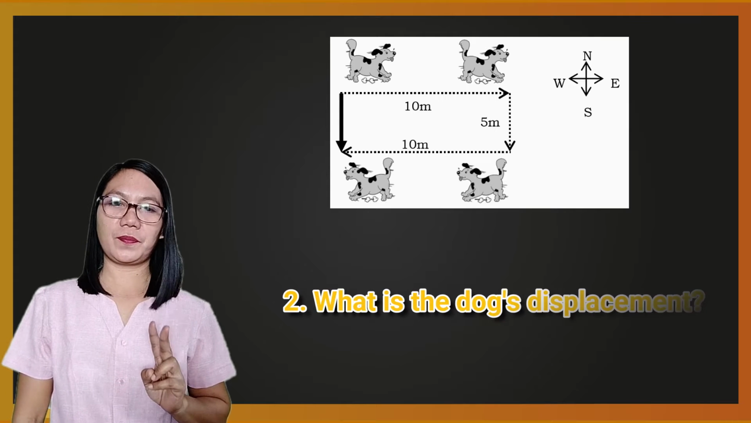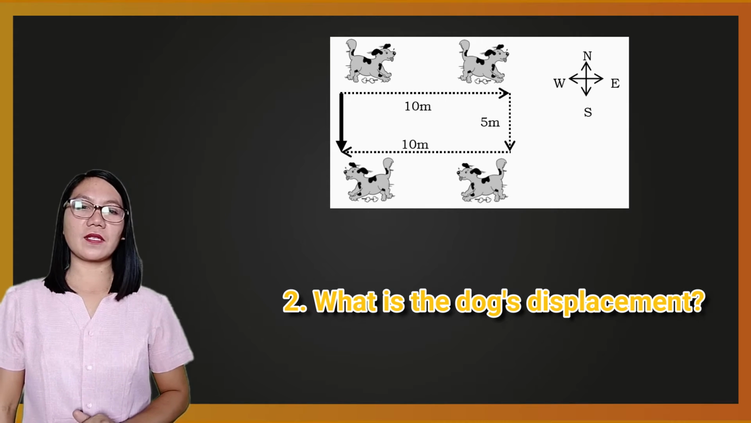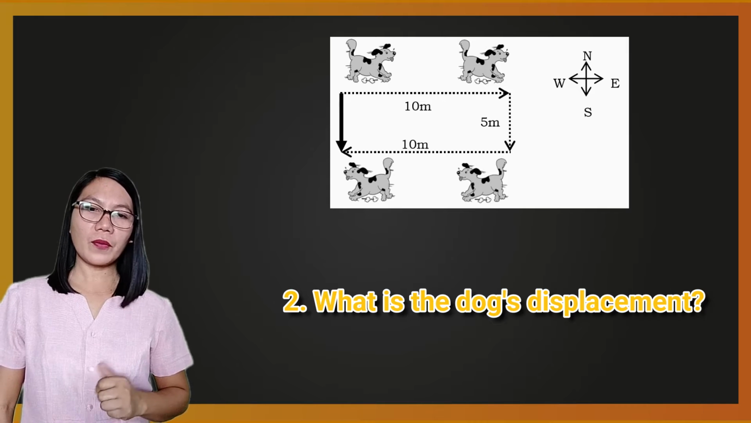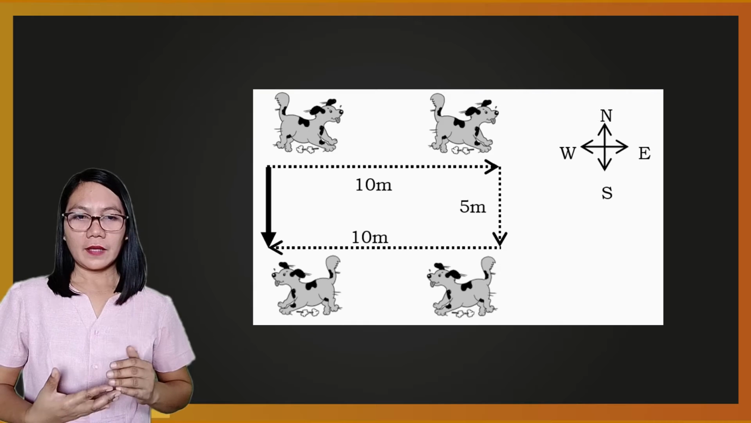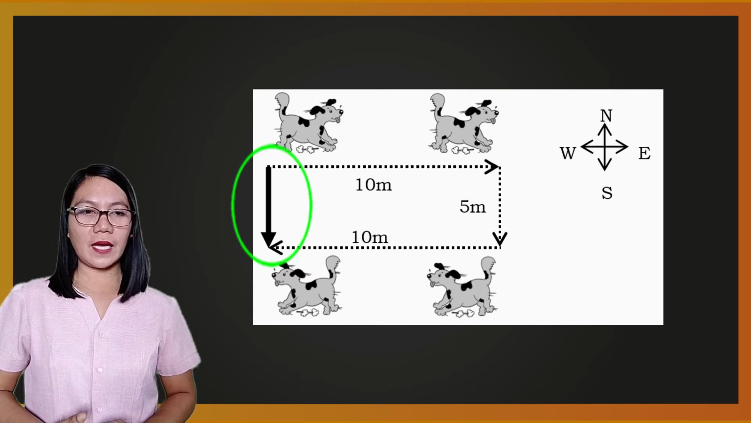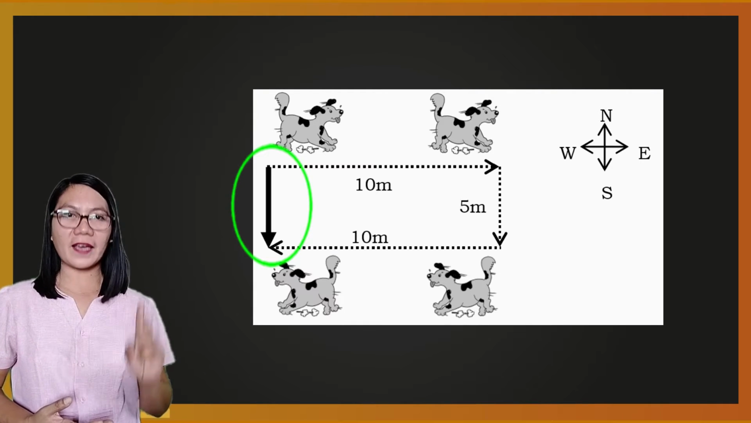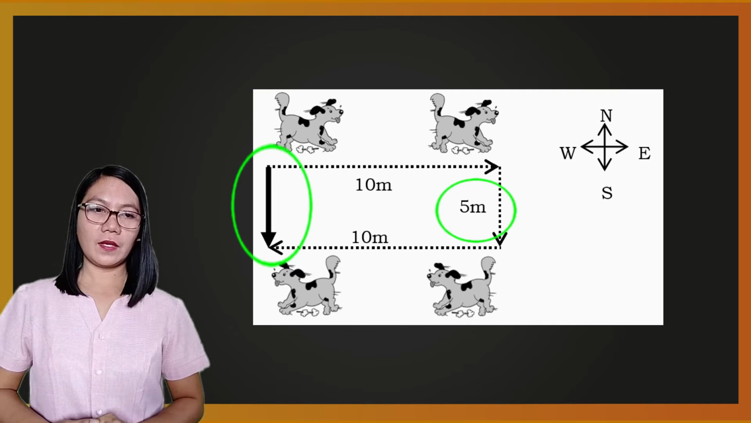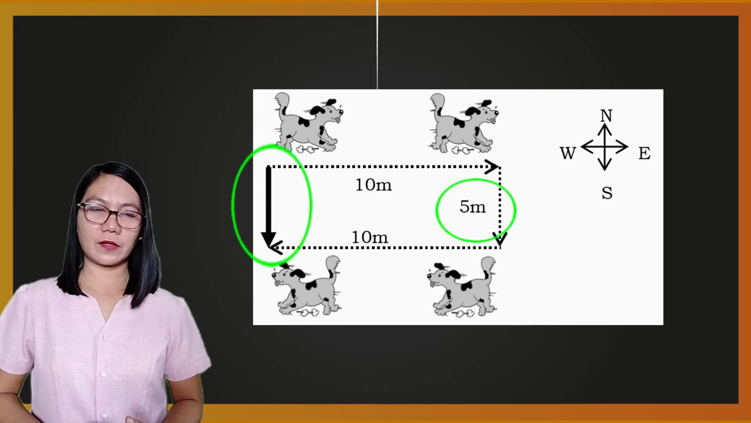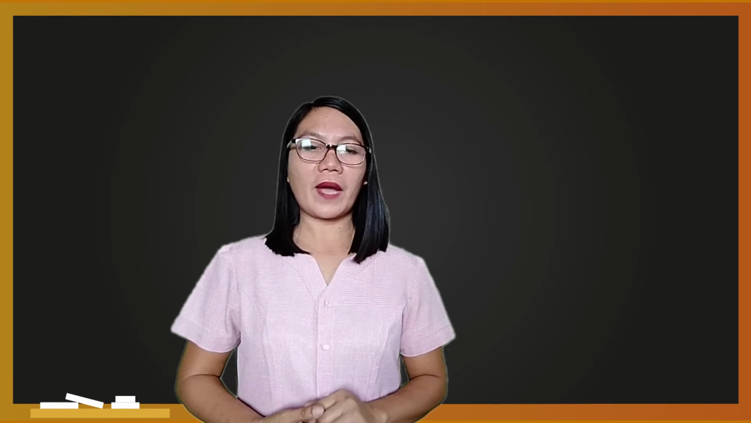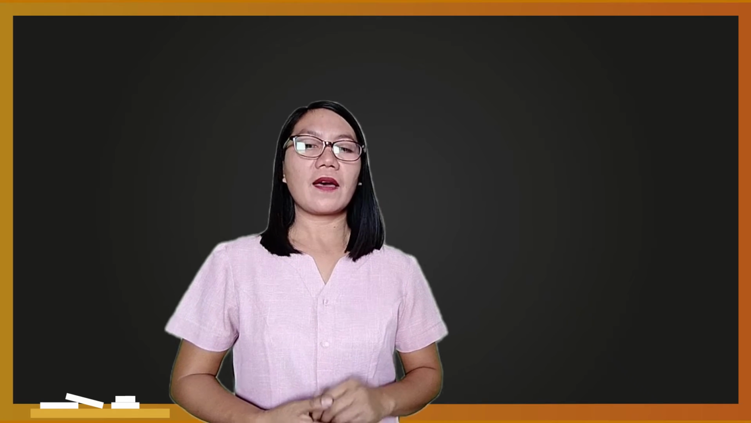Question number 2. What is the dog's displacement? Always remember the starting point and the end point. The dog went to the south and it measures only 5 meters. So, the dog's displacement is 5 meters to the south. Now, you already know the difference between distance and displacement. What are other ways to describe the motion of an object?